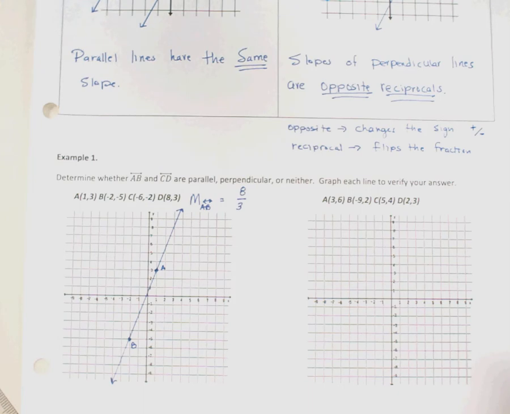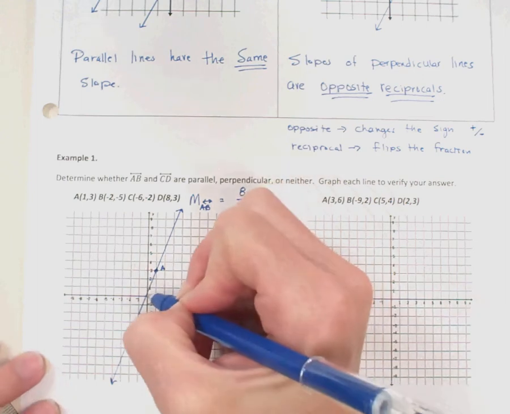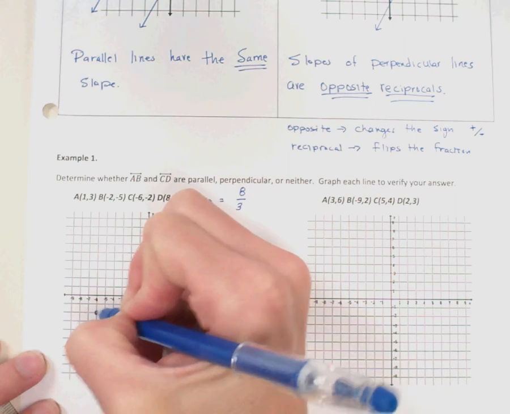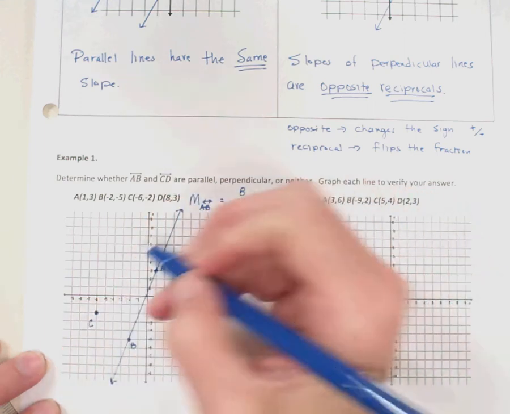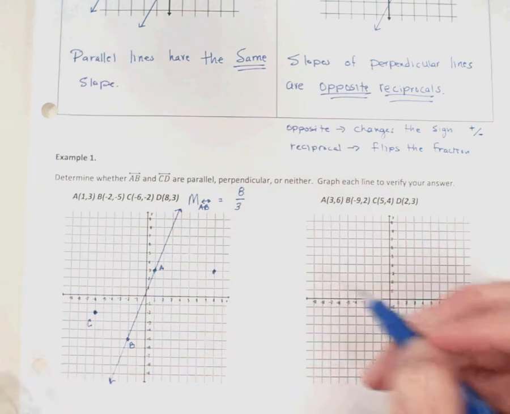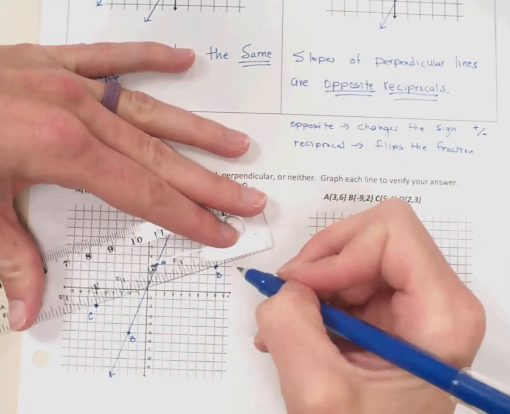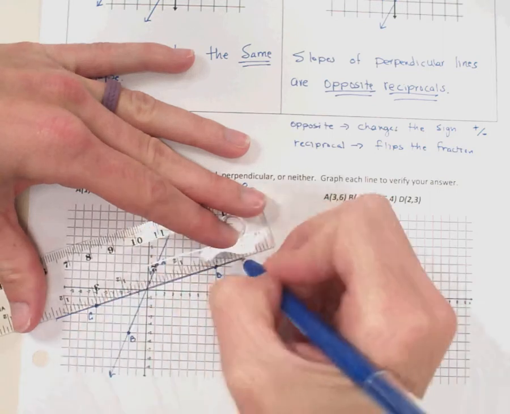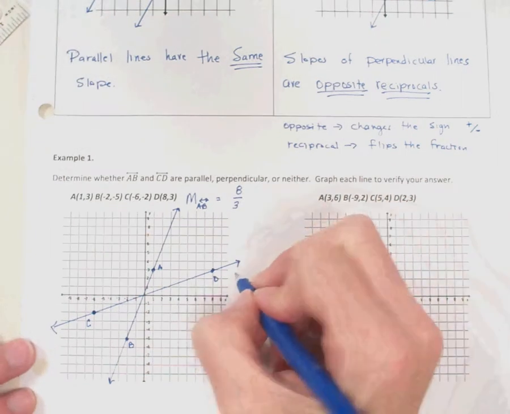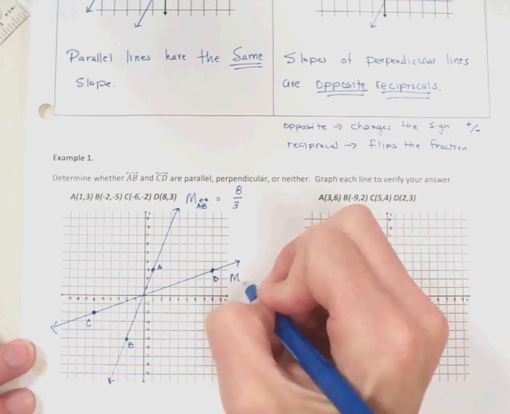Next, I'm going to plot points C and D. Point C is negative 6, negative 2. So I'm going to count left 6 units and down 2 units. This is point C. Point D, I'm going to count right 8 units and up 3 units. It's point D, and I'm going to connect the points together with a straight line. Now, looking at the graphs, they do not appear to be parallel, and they really don't appear to be perpendicular.